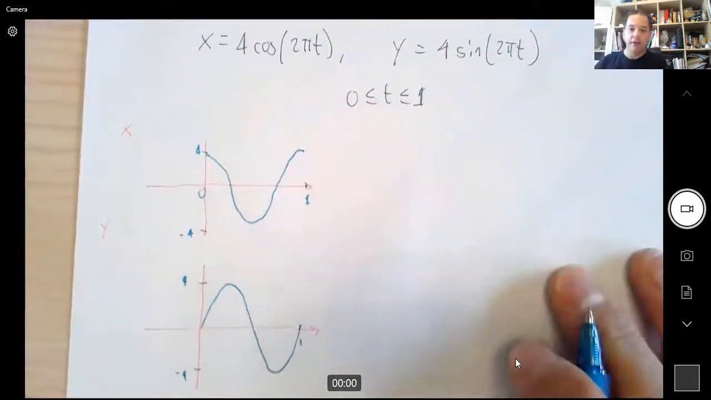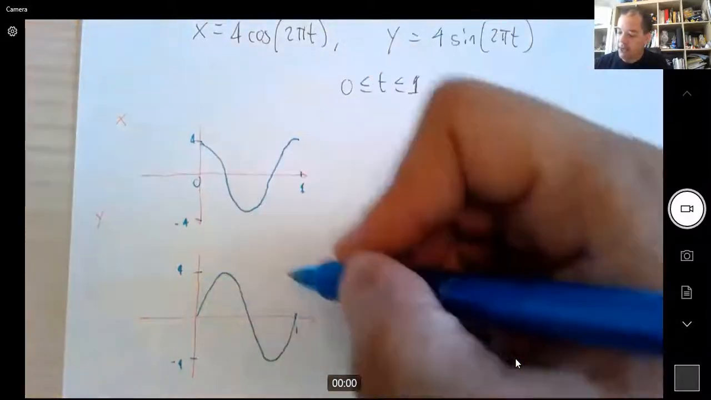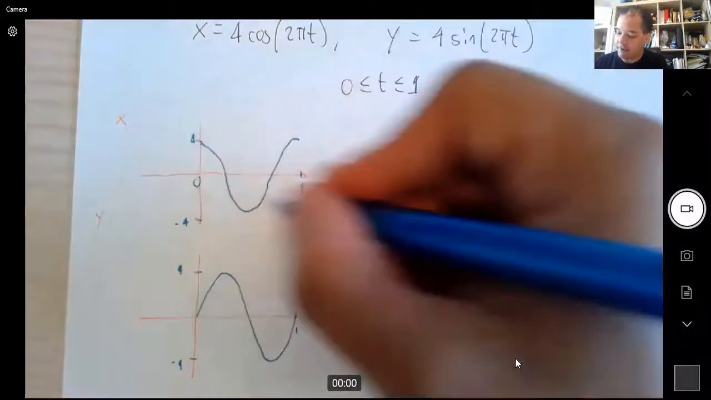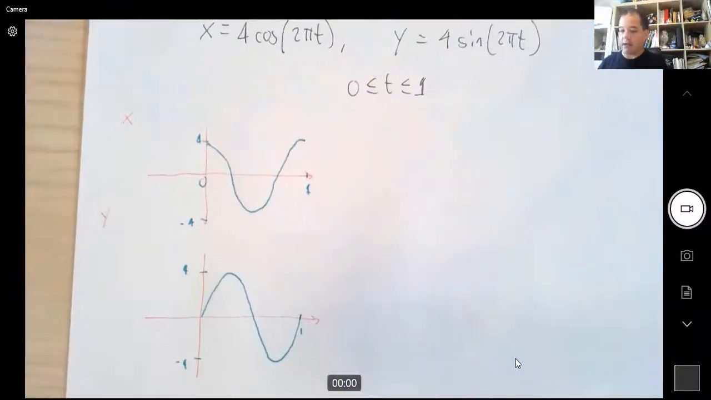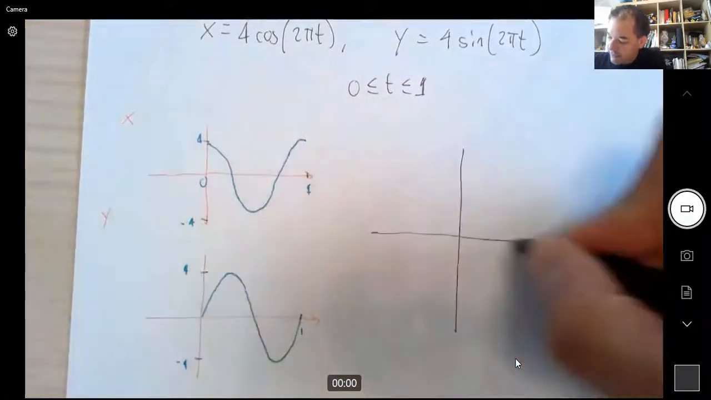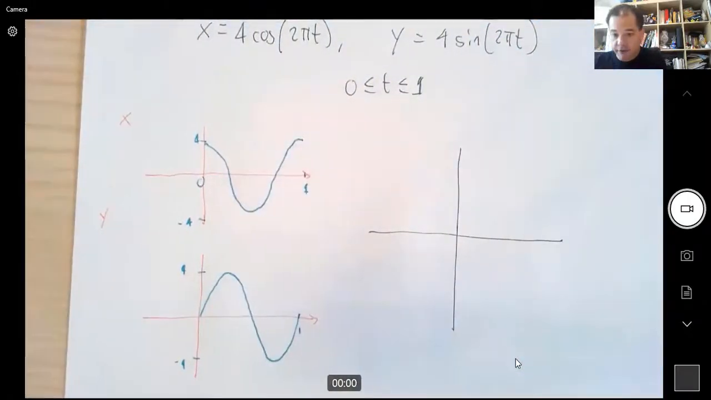All right. So now imagine if you put these two together. What's happening? This represents the x, and this represents the y. And now I'm going to show you. I'll try to do it here. Draw the picture of that shape.